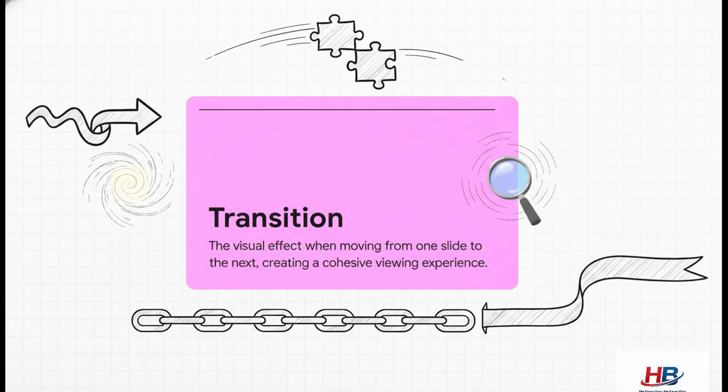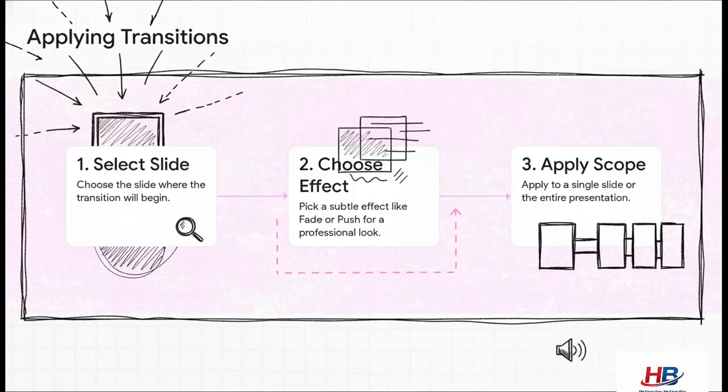Transitions, though, they're kind of like the glue that holds your slides together. A good transition makes the jump from one topic to the next feel really intentional and smooth, not choppy. It basically says to your audience, okay, hang on, we're moving on to the next idea together. And applying them couldn't be easier. You just select your slide, pick an effect, and then decide if you want it on just that one slide or on the whole deck. But listen, a word of advice here. Less is definitely more. Stick to simple, subtle stuff, like a fade or a push. The goal here is a professional flow, not some kind of flashy 90s-era talent show.